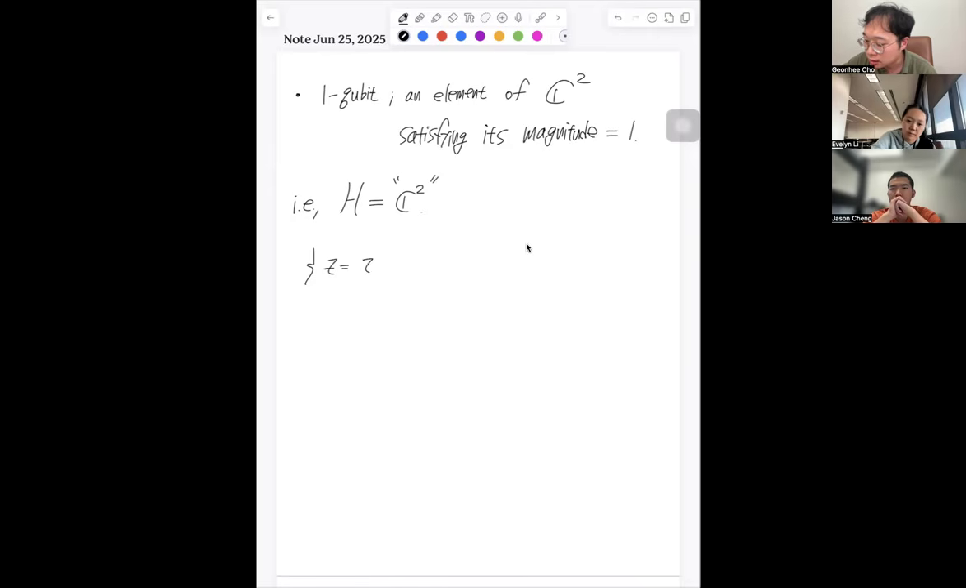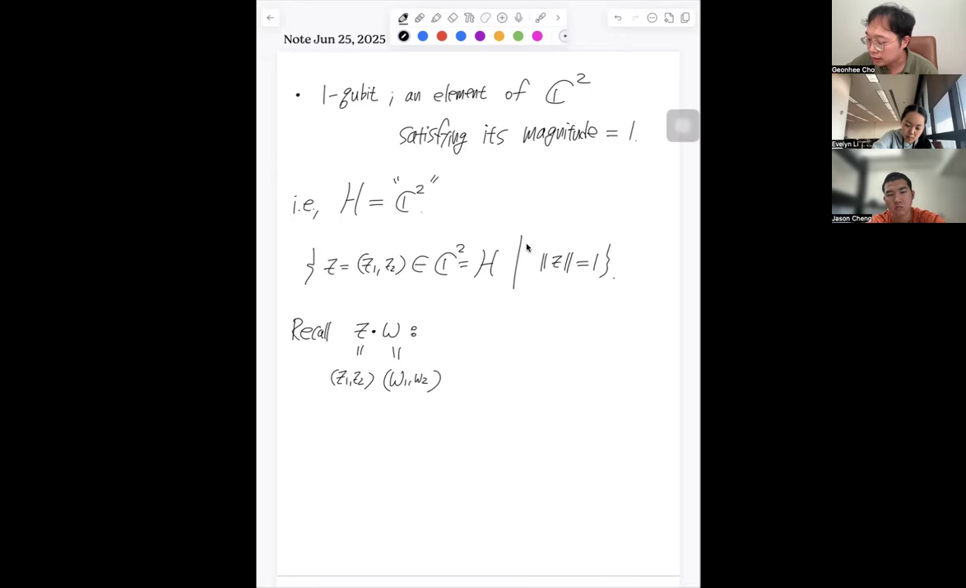So z consists of z1 and z2 in this Hilbert space, such that we will make this norm equal to one. And let me be clear. For our own understanding, let me recall that if we have z dot omega, this means that z consists of a two-tuple and omega also consists of a two-tuple. And we define this concept of dot product.